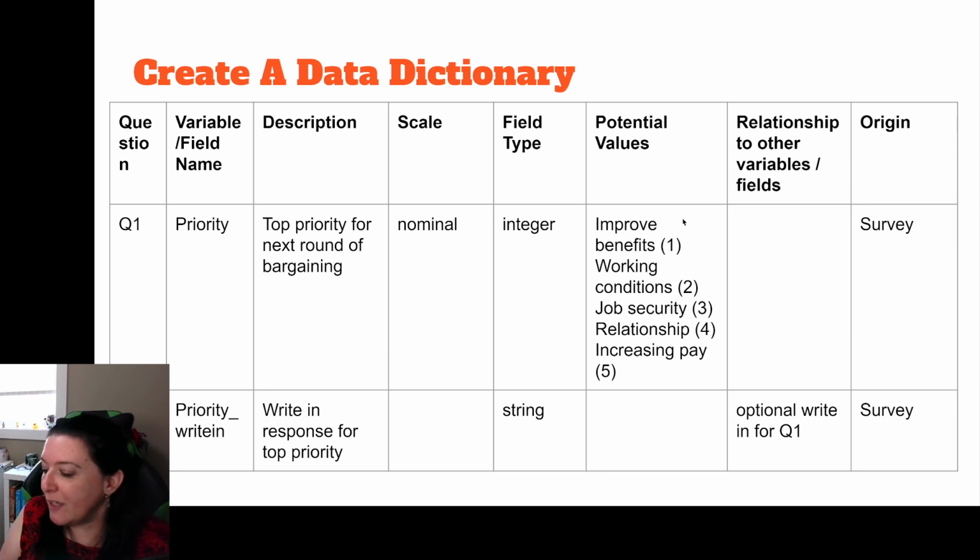Working conditions, we're going to call it a 2. Then we would make the field type integer so that we know when we're doing the analysis, we're going to count the number of 1s. We're going to count the number of 2s. Remember, integer is whole numbers.